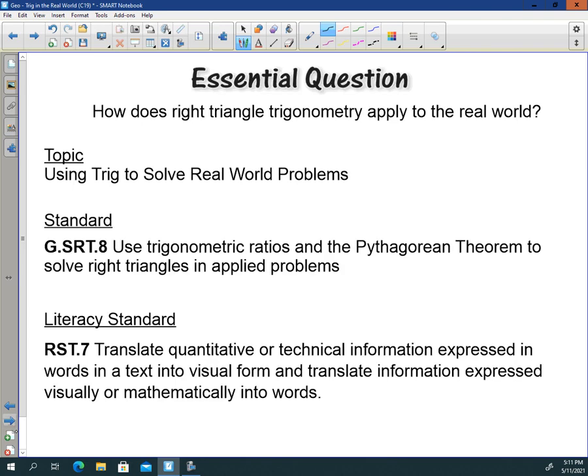All right, let's do this. So today, the essential question is, how does right triangle trigonometry apply to the real world? The topic is using trig to solve real-world problems.